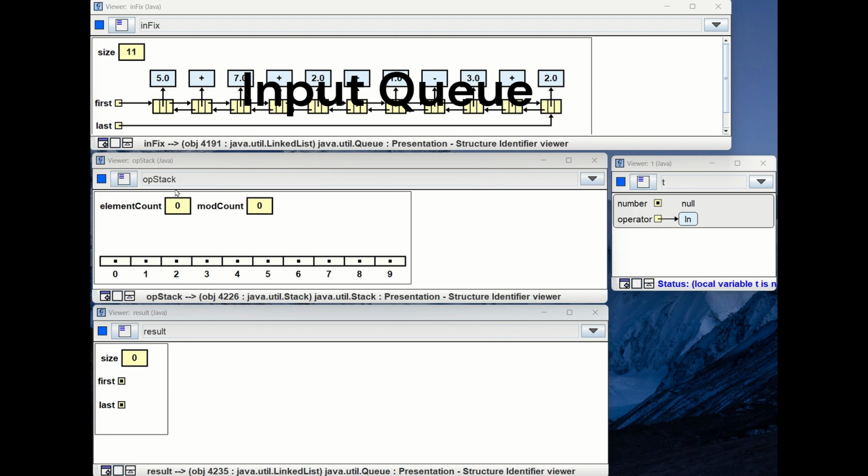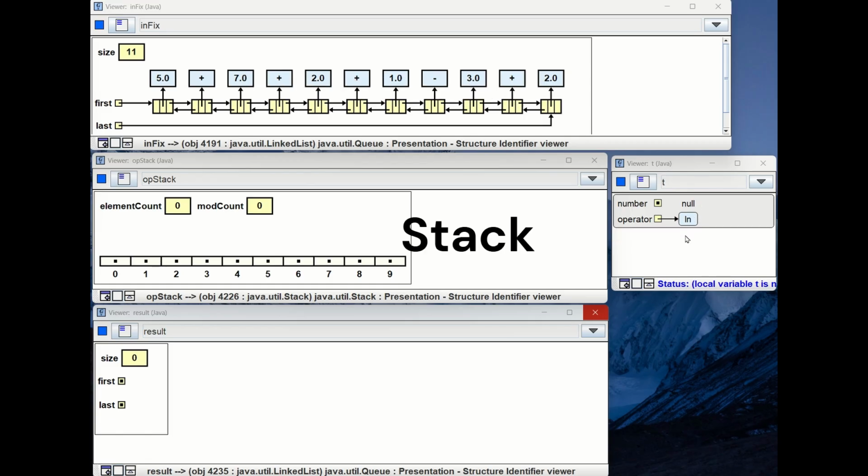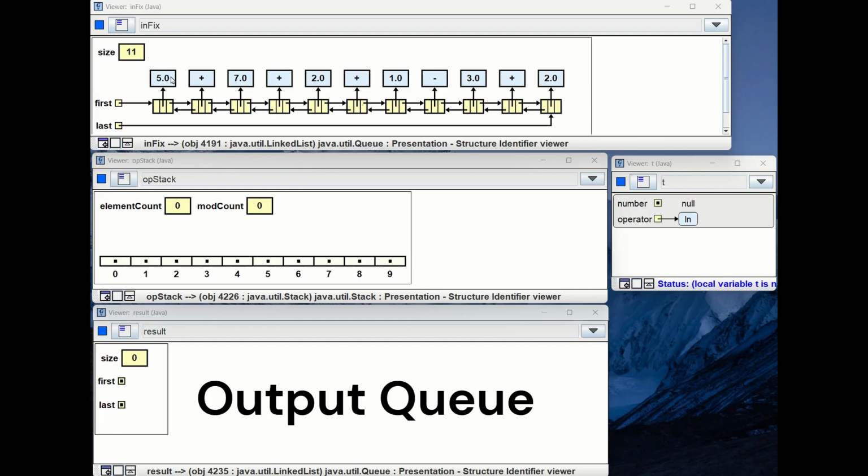Here is going to be our operator stack. So we're going to put operators onto this stack. Over here is just a temporary thing for our token. And down here we have our output queue, which right now has nothing in it. So we're going to step through this infix expression and we're going to see what happens.